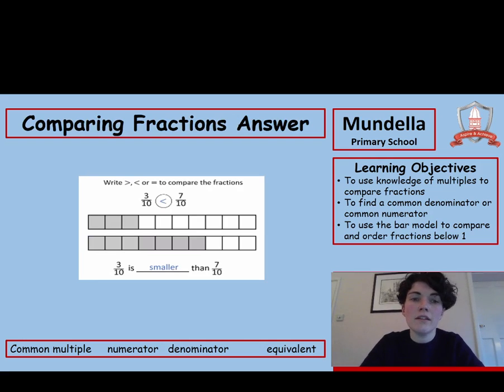And here is the answer. Very well done. 3/10 is smaller than 7/10 and we can clearly see in those bar models that only 3 of the 10 have been shaded here, whereas 7 of the 10 have been shaded there. So the more that's shaded, the greater. In this case, because the denominators are the same, the greater the numerator, the bigger the fraction.